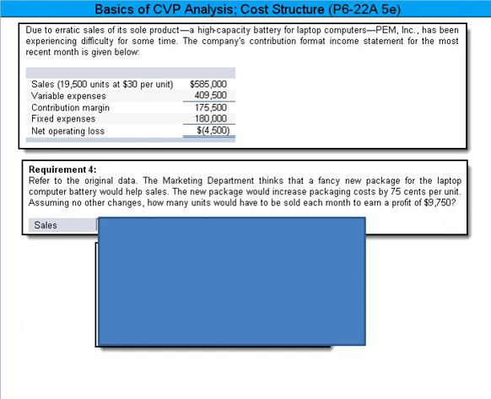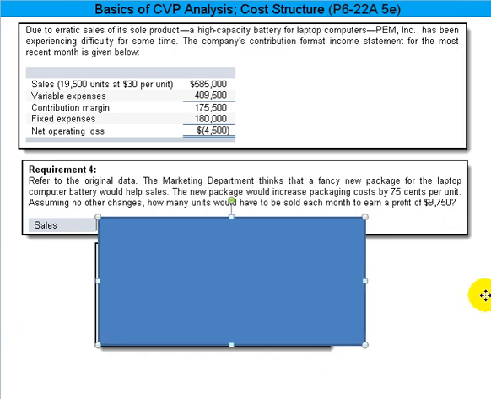Next, we tackle requirement 4. We refer to the original data. The marketing department thinks that a fancy new package for the laptop computer battery would help sales. The new package would increase packaging costs by 75 cents per unit. Assuming no other changes, how many units would have to be sold each month to earn a profit of 9,750?